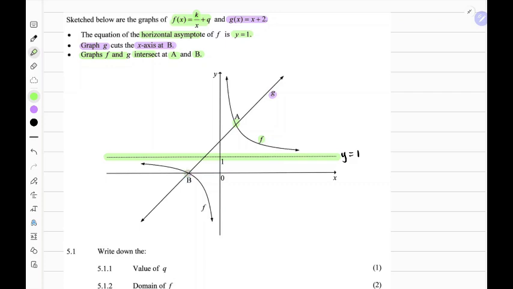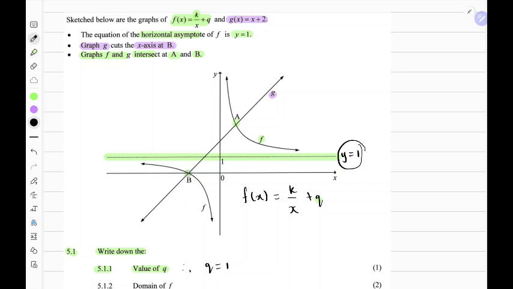So the first question says write down the value, 5.1.1, the value of q. For the standard equation of a hyperbola, f of x is equal to k over x plus q. We know that q represents the horizontal asymptote. So in this case, the horizontal asymptote is given to us as y is equal to 1. So therefore, we can just write that down. q is equal to 1.